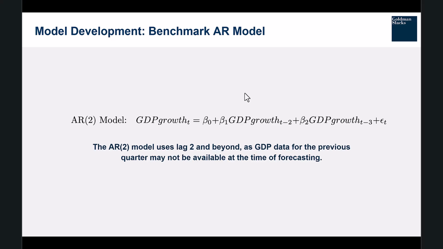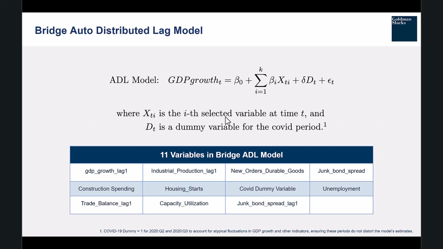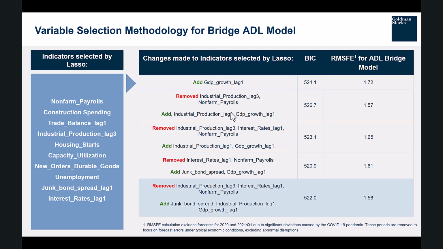We use an AR2 model as a benchmark with growth rate lag 2 instead of lag 1, since data from the previous quarter is often unreleased at the time of forecasting. The bridge ADL model uses 11 variables, including a COVID dummy variable, to dampen the fluctuations during the pandemic. Our variable selection starts with those identified by lasso. We manually adjust to obtain the 11 optimal variables that minimize BIC and RMSFE.